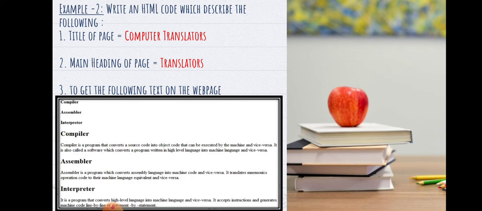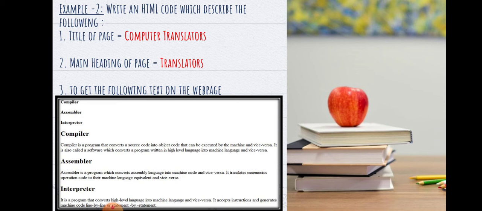Thirdly, as per the image on your screen, first 3 lines include compiler, assembler, interpreter, which must be highlighted and written in separate lines. So here we can use one of the heading tag that can be H3, H4, H5, H6, whose size is smaller as per the demand of the question.